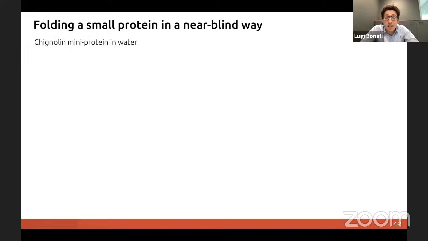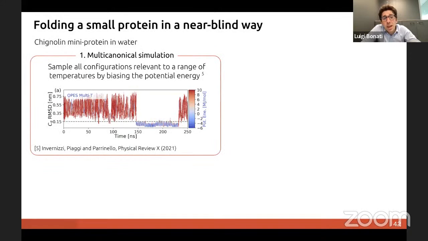And since we wanted to study in a way as blind as possible, instead of starting by biasing some approximate CV, let's say a root mean square distance or whatever, we started with a multicanonical simulation. This is a way of sampling all the configurations relevant to a range of temperatures by biasing the potential energy. The target is the same as if you were to do parallel tempering or replica exchange approaches, while here with OPES it could be done in principle even with a single replica.